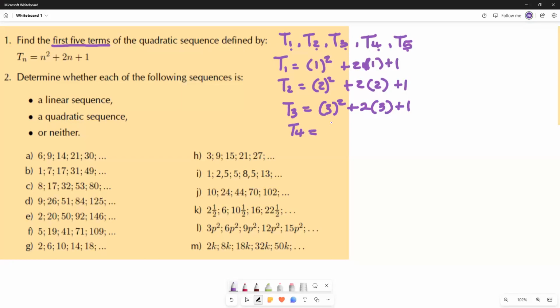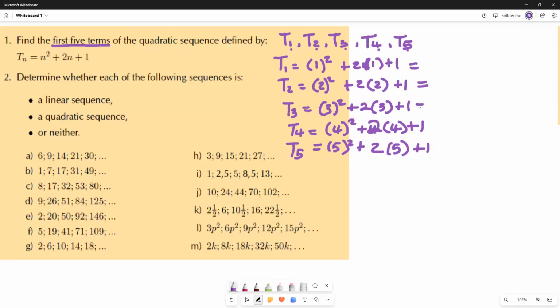Then you do T4. It's going to be 4 squared plus 2(4), then plus 1. So here we're going to have T5: 5 squared plus 2(5) plus 1. I'm sure you have seen that the values in the brackets are changing: 1, 2, 3, 4, 5. Everything else remains the same, right?